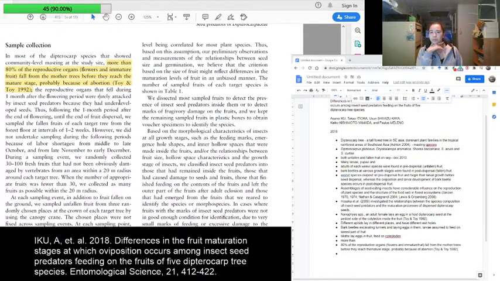Okay. So this whole section is actually quite interesting. So rarely attacked by insect seed predators because they had undeveloped seeds. Fair enough. The following 1 month period after the end of flowering until end of fruit dispersal, they sampled the fallen fruits of each target tree from the forest floor at intervals of 1 to 2 weeks.